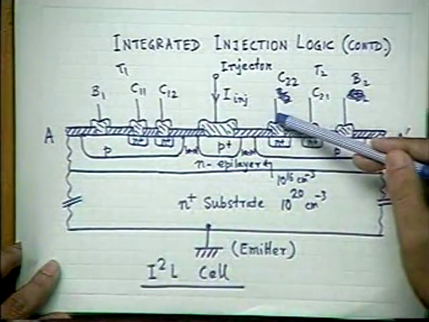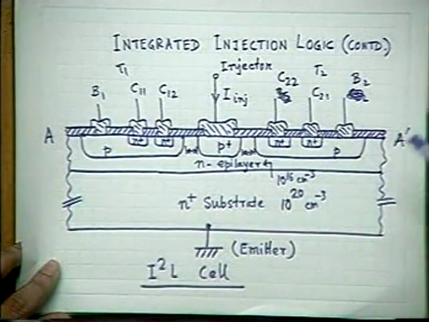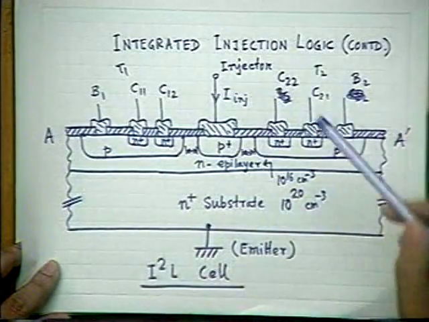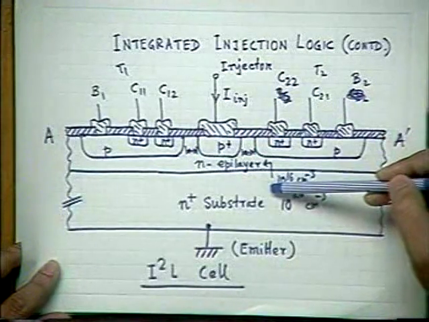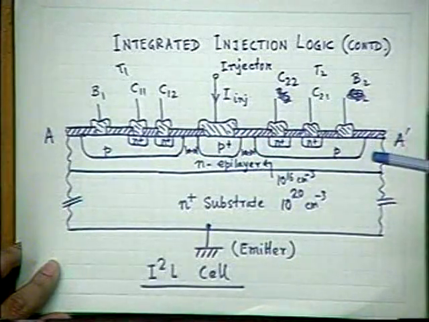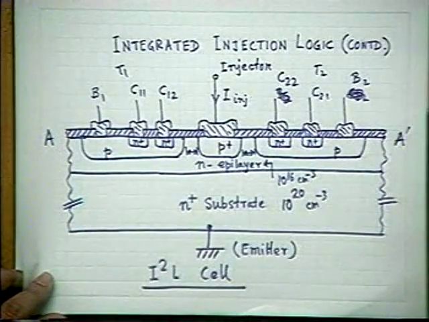I call one beta forward, or beta F, and the other beta reverse, or beta R. Sometimes we call them beta down and beta up. Beta up may be 100, 200, just like conventional transistors, whereas for beta down, it is very difficult to achieve even 15.